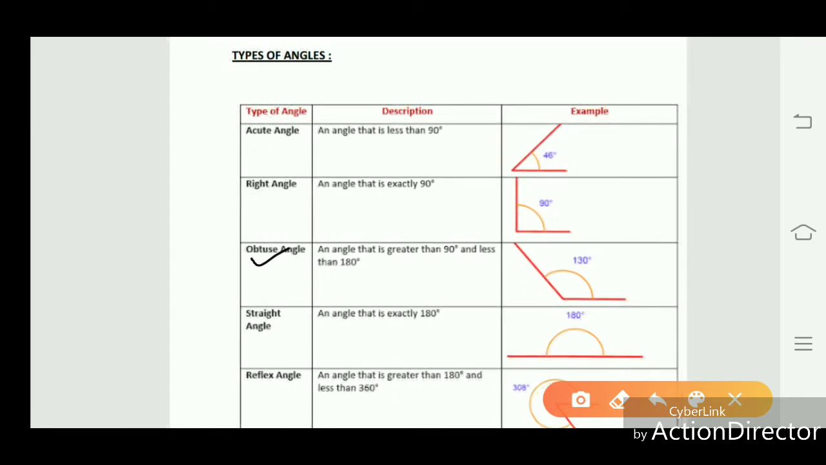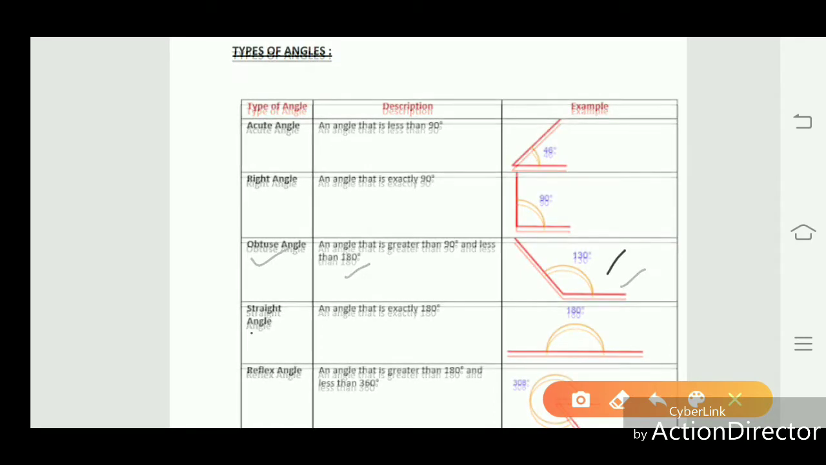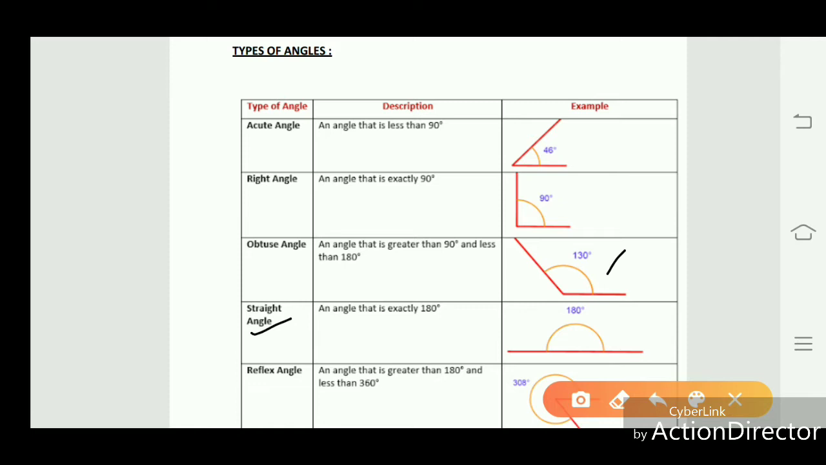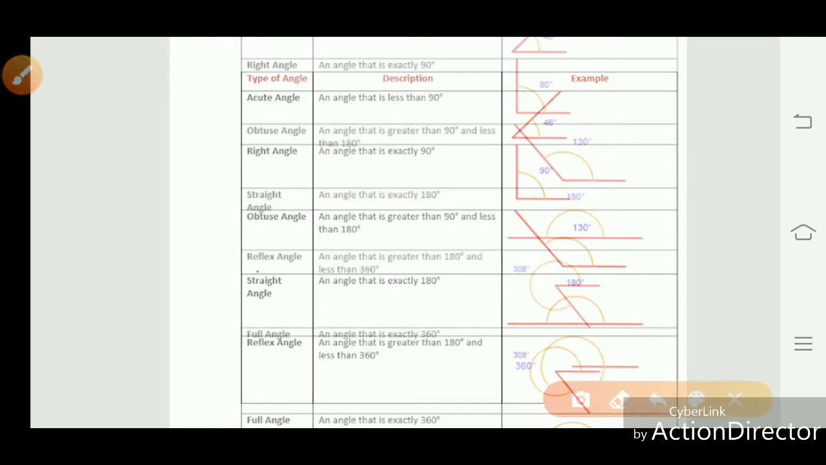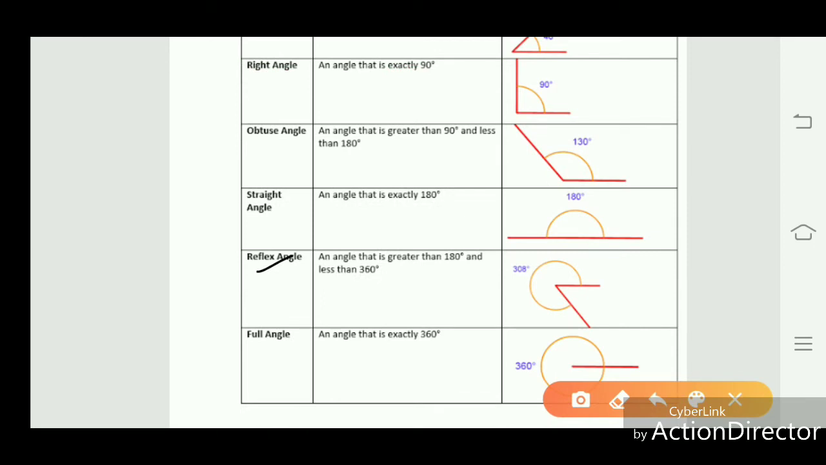Obtuse angle: an angle that is greater than 90 degrees and less than 180 degrees. So this type of angle is known as an obtuse angle. Example like a 130 degree angle. Straight angle: an angle that is exactly 180 degrees, or we say a 180 degree angle is also known as a straight angle. Reflex angle: an angle that is greater than 180 degrees and less than 360 degrees. So this type of angle is known as a reflex angle. Example like 308 degrees.